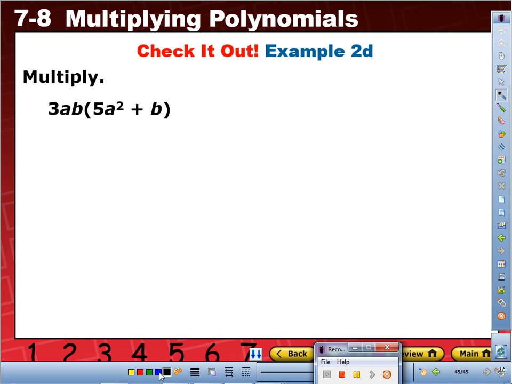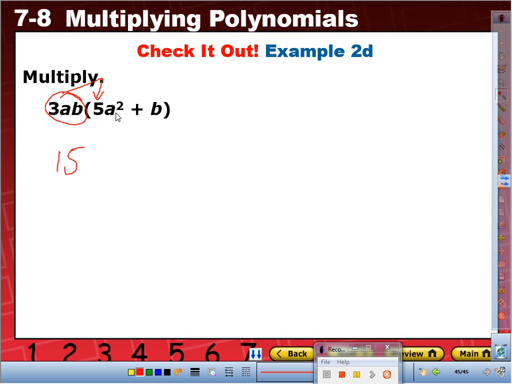Okay, so let's see. So I'm going to start with red. So let's see. 3 times 5, 15. A times a squared. A cubed. And do we have a b here in this first term? So I just write the b right there. Okay, I'm done with that term.